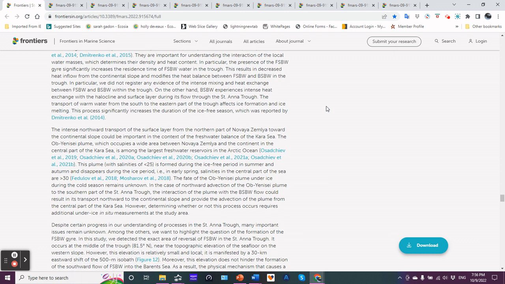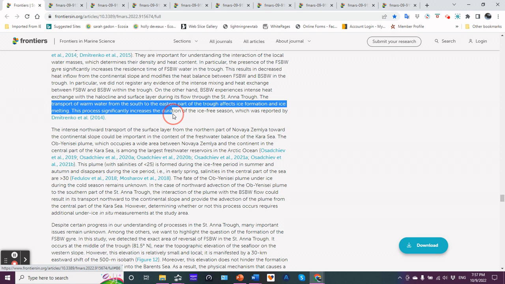The transport of warm water from the south to the eastern part of the trough affects ice formation and ice melting. Here we go. Want to know the significance of the study? Right here. The transport of warm water from the south to the eastern part of the trough affects ice formation and ice melting. This process significantly increases the duration of the ice free season.